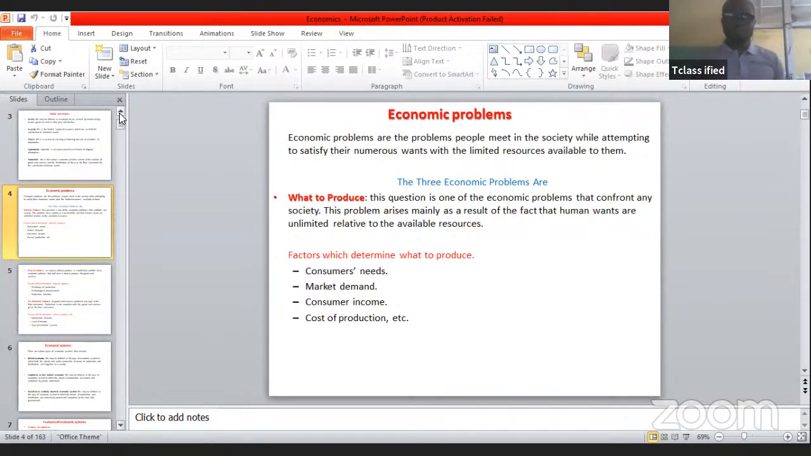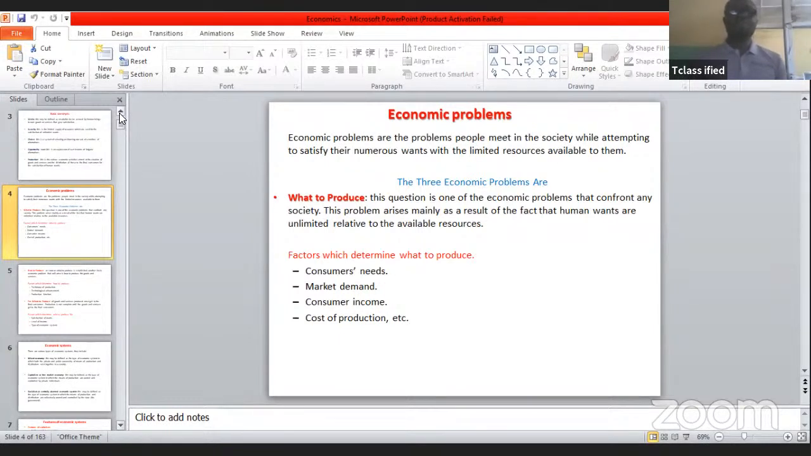So if you want to open up a factory to solve your financial needs, first of all, you're going to ask yourself, what do I produce that people want to buy? That's the number one economic problem: what to produce. This question is one of the economic problems that confront any society. It arises mainly because human wants are unlimited relative to available resources.